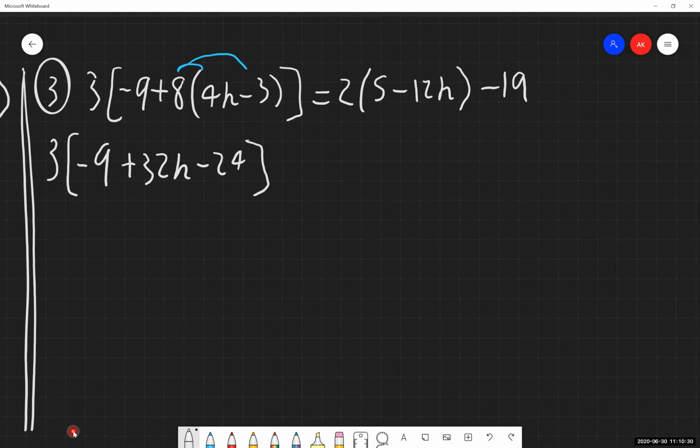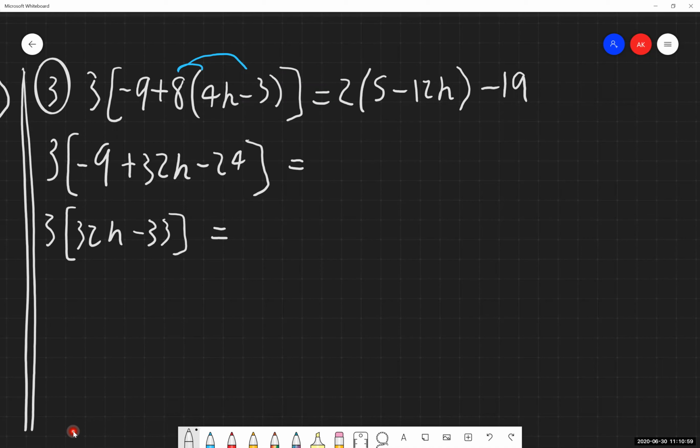So again, I'm just focusing on the left-hand side for now. I'm going to worry about the right-hand side later. So I've distributed that 8 through to both terms. I'm combining like terms inside the set of brackets that we have. And negative 9 minus 24, that's going to give me a minus 33. I can't simplify inside the brackets any further.